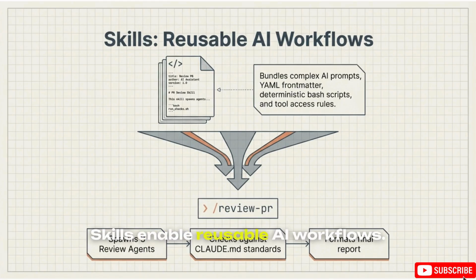Skills enable reusable AI workflows. They bundle complex AI prompts, YAML front matter, and bash scripts into a single command. For example, /review-pr can spawn multiple review agents, check against Claude.md standards, and format a final report.